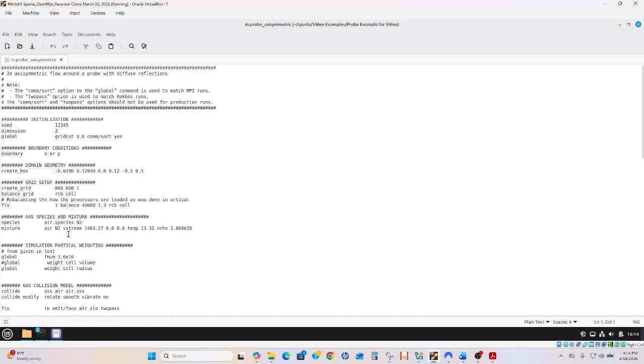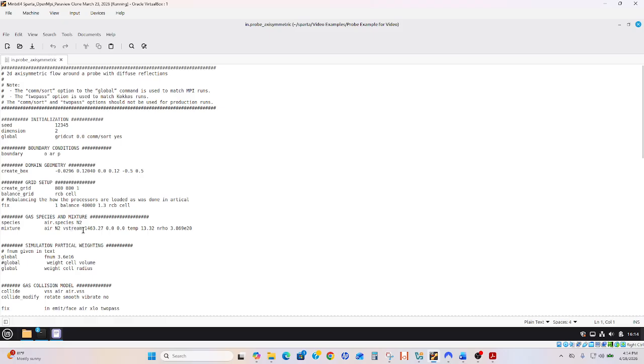All right, so next we get down to the gas and species mixture. We're going to call from that file air.species into. That means we're pulling the information from into. And then for our mixture, we got air, and then we just have the into.